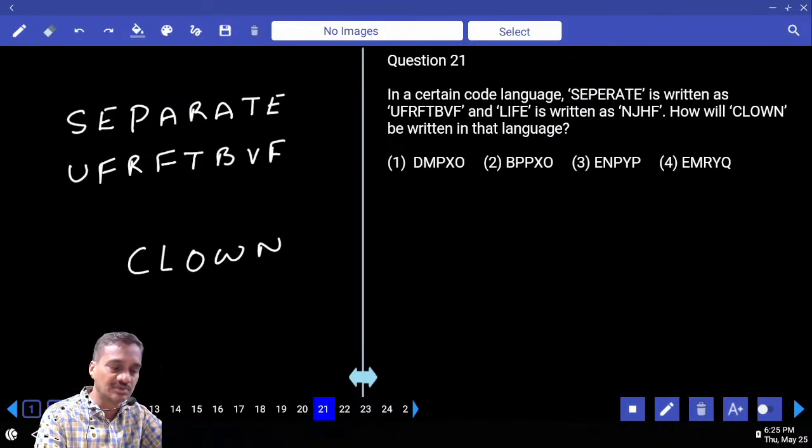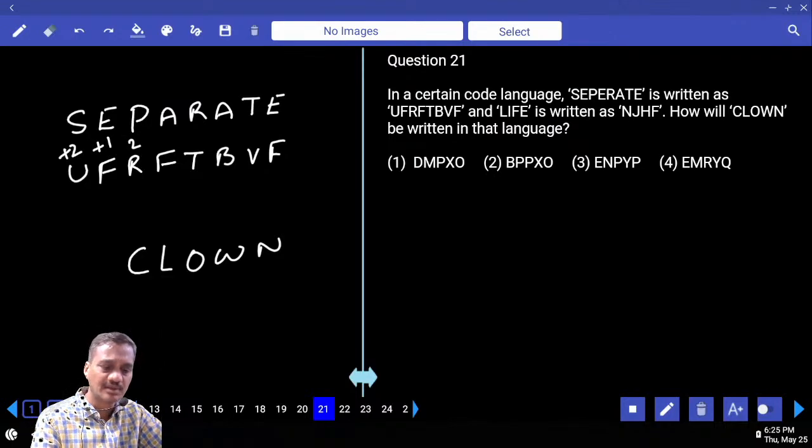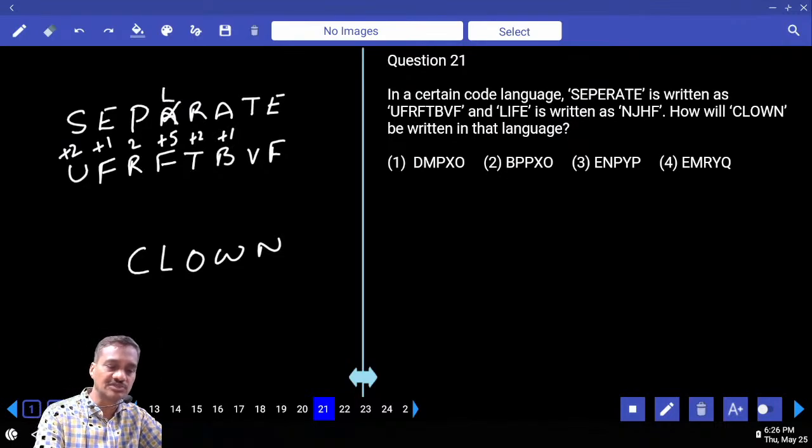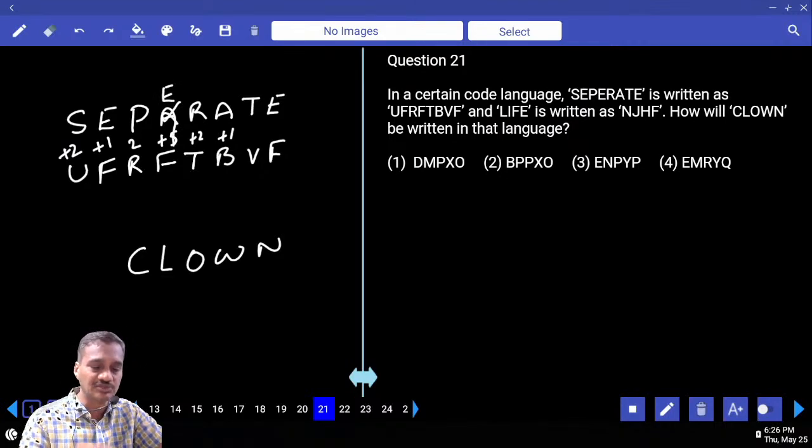E and F plus 1. Here the difference is plus 2 plus 1. P and R, 2. A and F, what is the difference we have? Here the difference is plus 5, isn't it? R plus 2. And next one, A plus 1, UFR, FT. SCPE is separate. Now here the difference is how much? Plus 1, plus 2, plus 1, plus 2, plus 1.